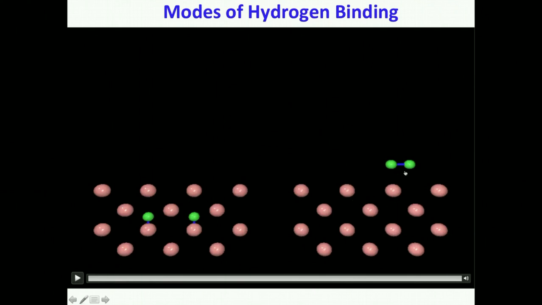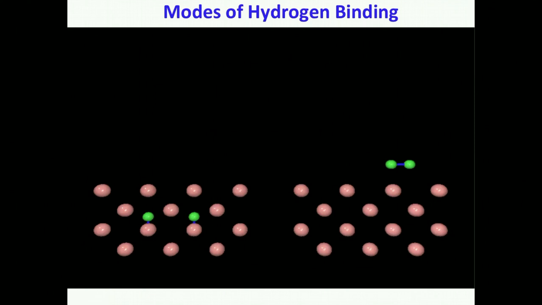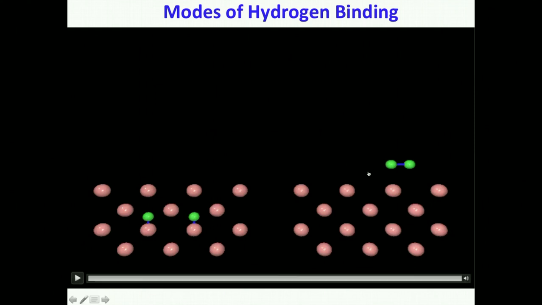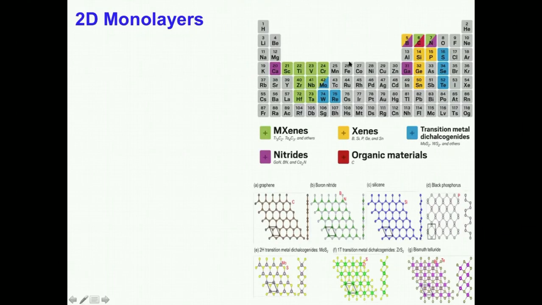So here, hydrogen is interacting with the surface of the material, which means those materials which have large surface area would be more beneficial for this type of bonding. When it comes to surface area, this class of material, 2D materials, and we have quite a few 2D materials now experimentally being synthesized.